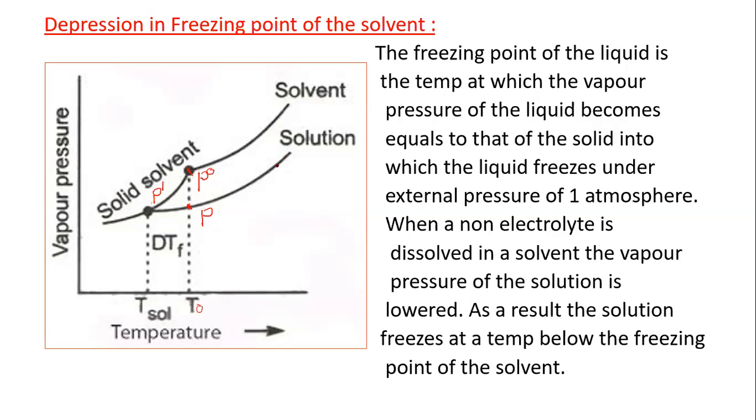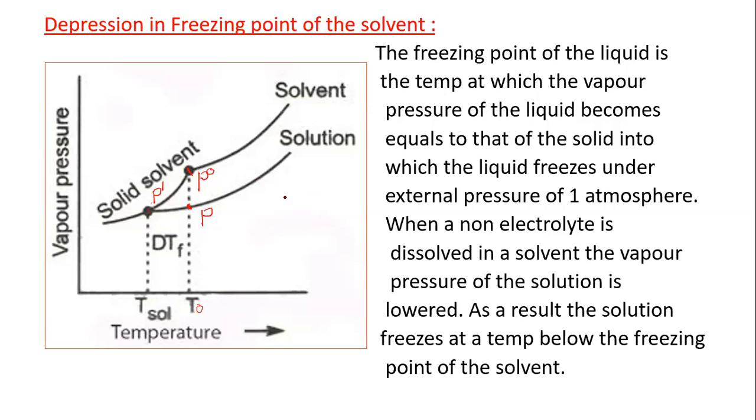So what is the effect of the temperature on the freezing point of the solution? As we decrease the temperature, the vapor pressure of the solution also decreases, and it decreases in such a way that the freezing point of the solution is less than the freezing point of the solvent. You can see in this graph at vapor pressure P dash, the corresponding temperature is T, and that is the freezing point of the solution. So it is clear that the freezing point of the solution is less than the freezing point of the solvent.